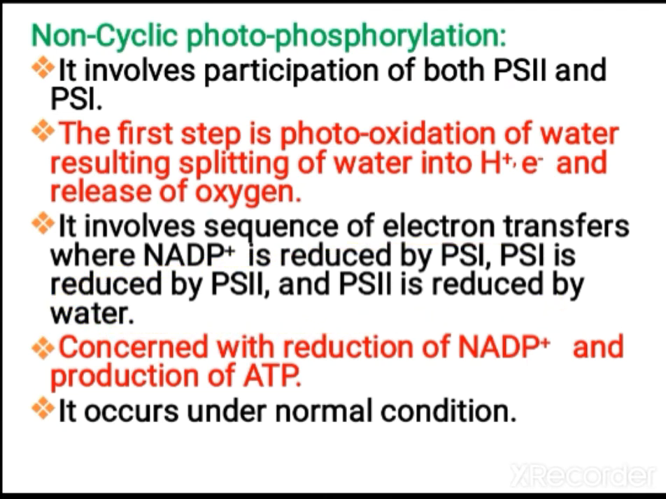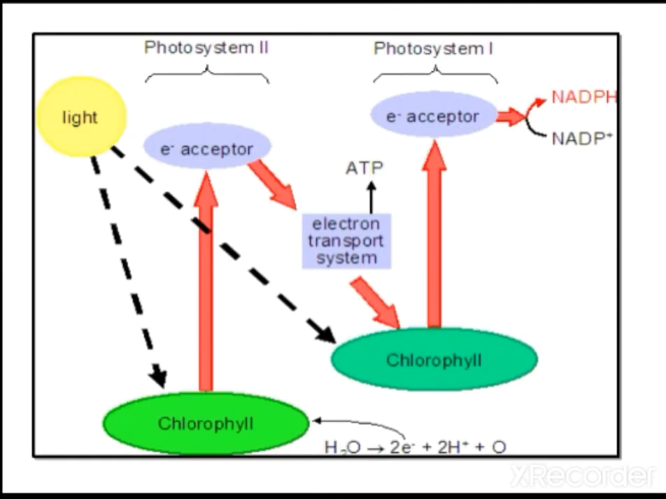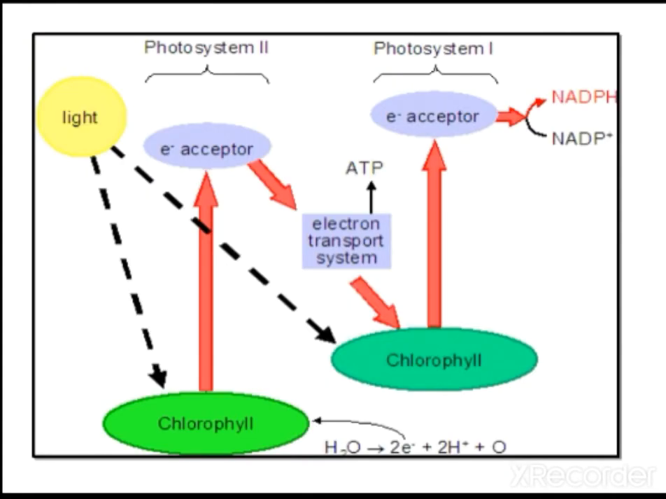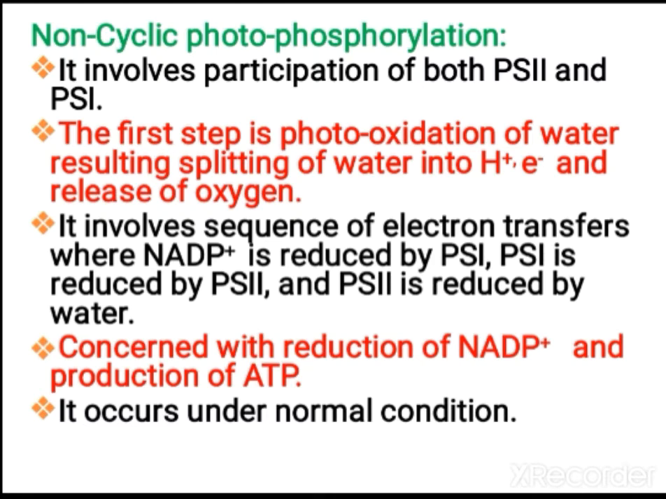First you can see the diagram. Here photosystem 2, then later photosystem 1, and you can see the splitting up of water also here. There it was only one photosystem; here both photosystems are involved. So it occurs under normal condition. We studied that when the NADPH starts accumulating, there will be cyclic phosphorylation, but non-cyclic phosphorylation occurs during normal condition.